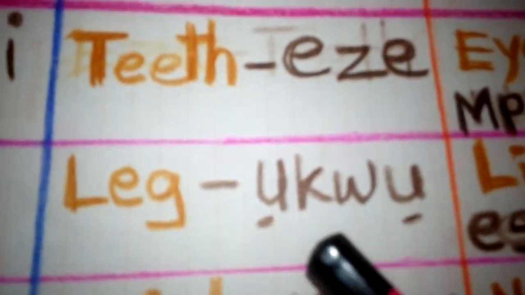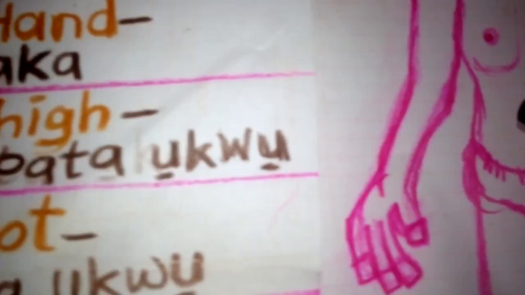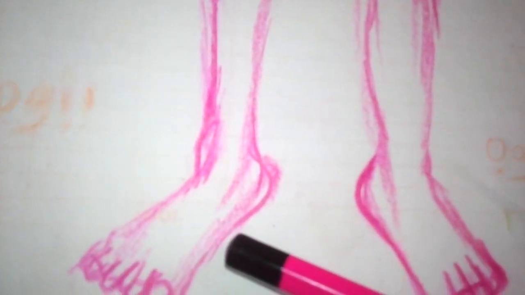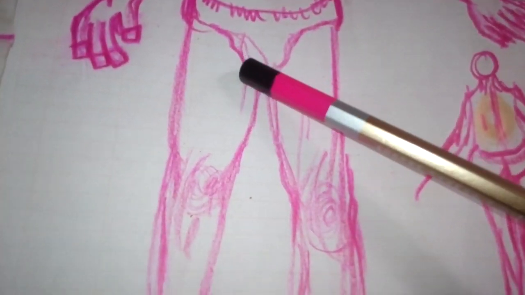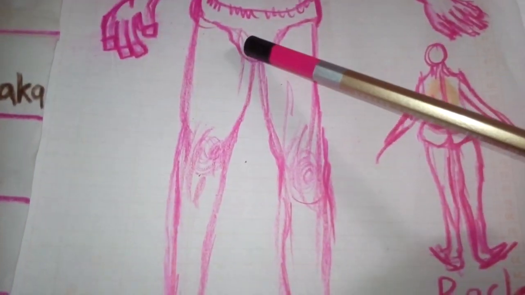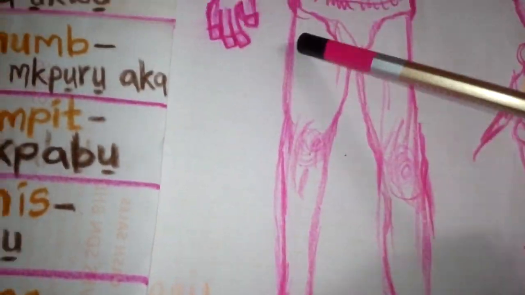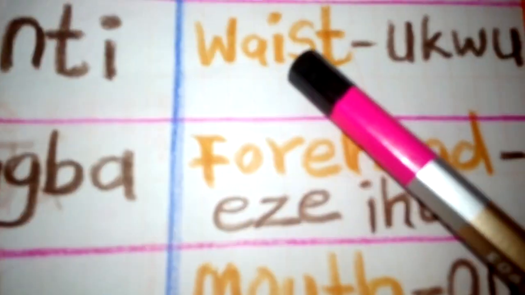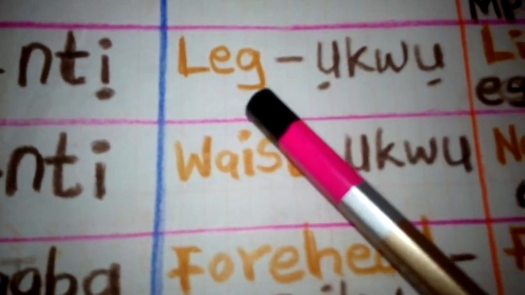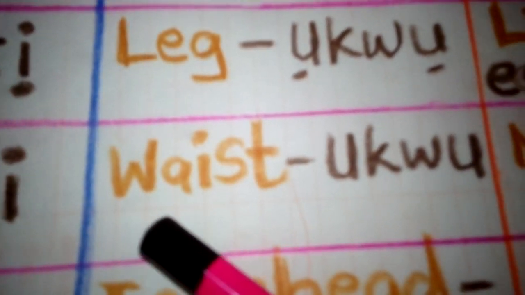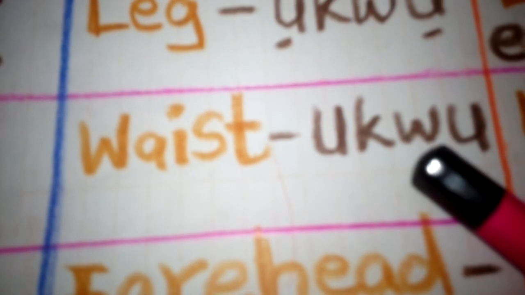Leg, okwu. Okwu is this part of the body from here down. That's the part of the body known as okwu, leg.